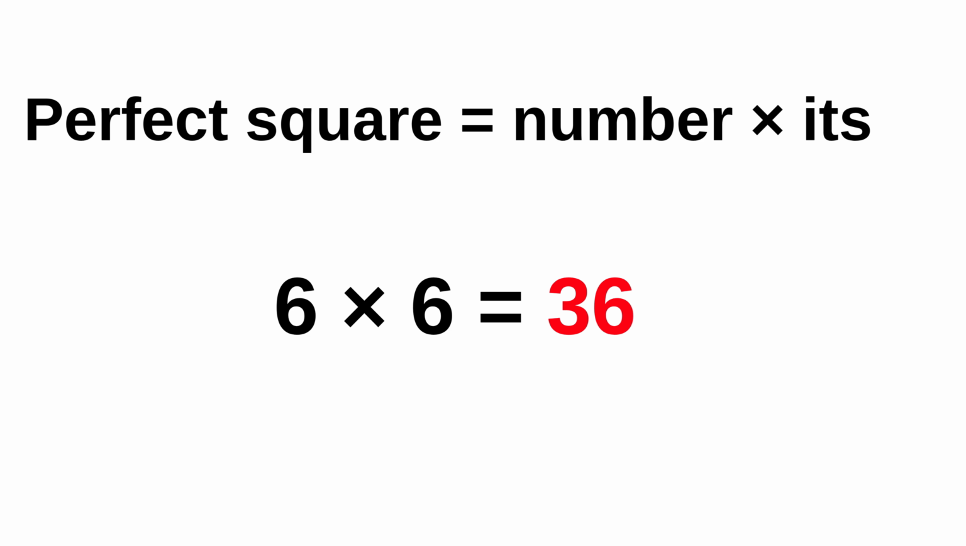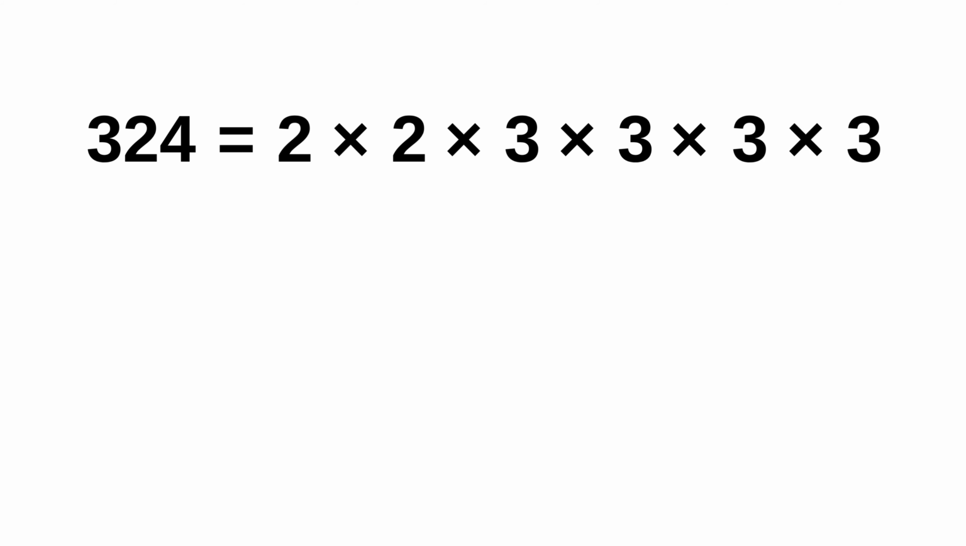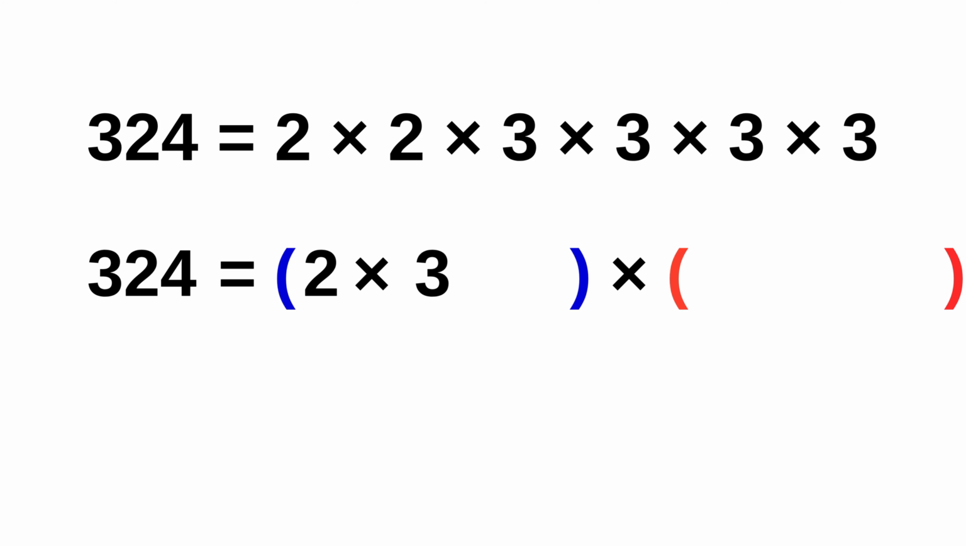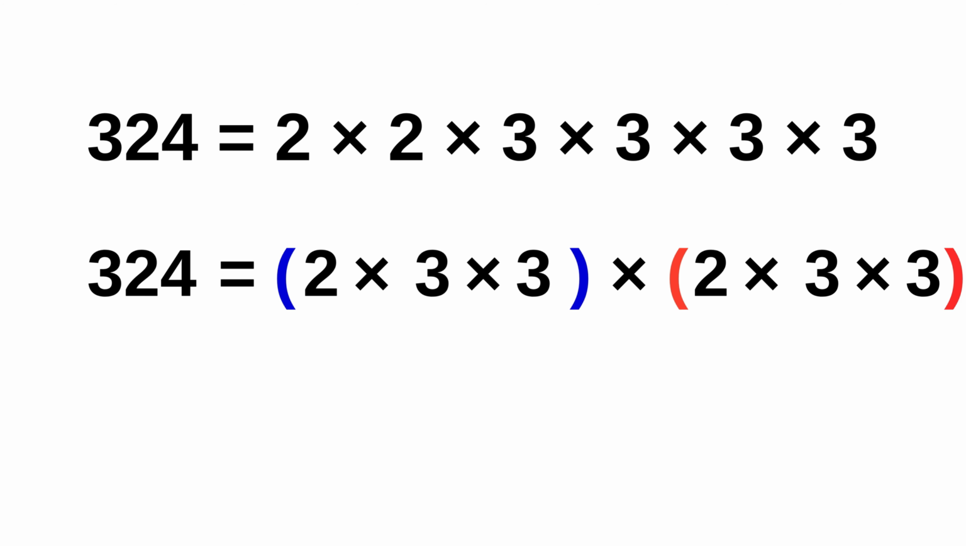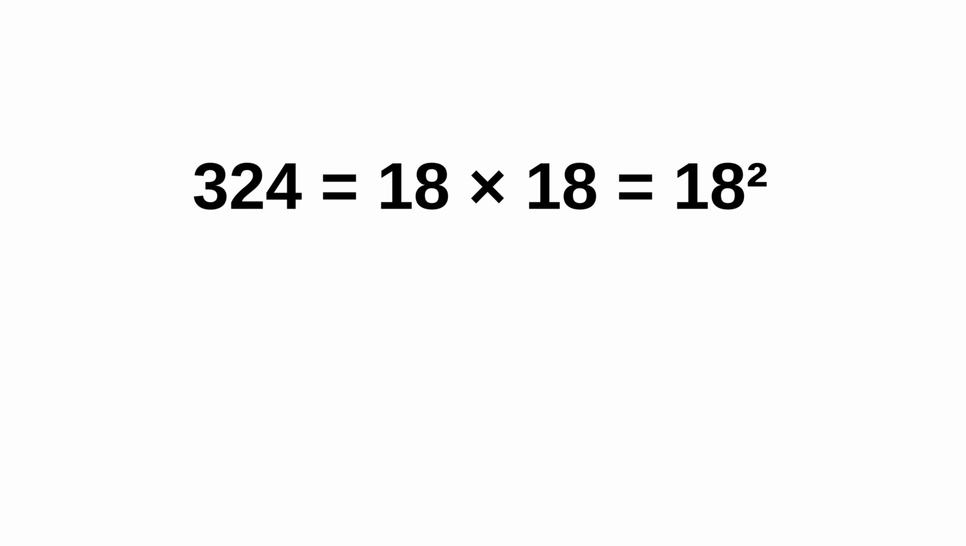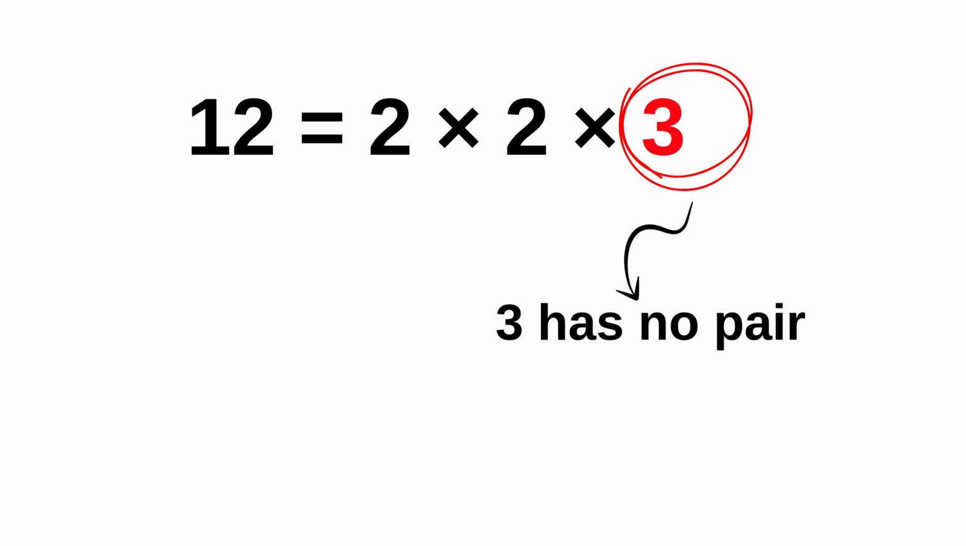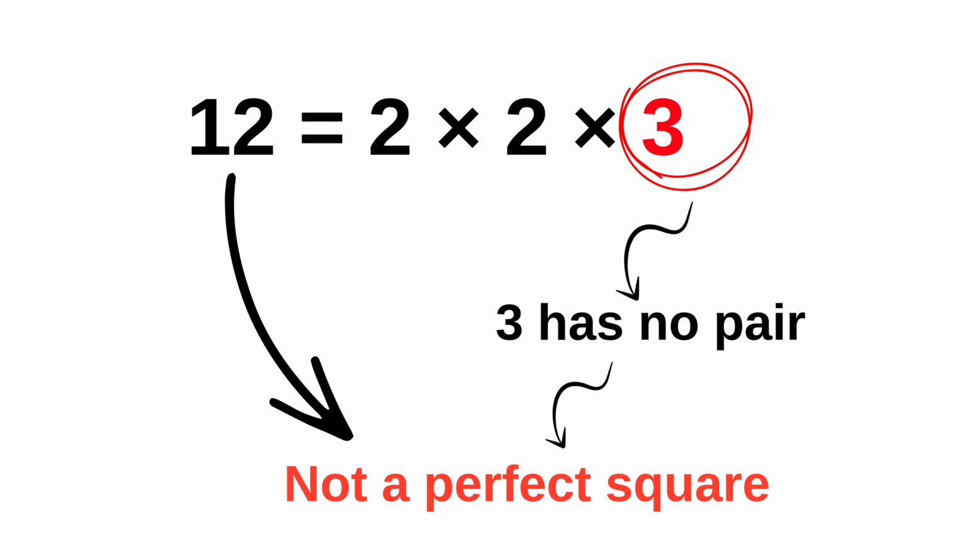A perfect square can be written as a number multiplied by itself. For example, 324 equals 2 into 2 into 3 into 3 into 3 into 3. We can group these factors into pairs: 2 into 3 into 3 into 2 into 3 into 3. That means 324 equals 18 squared. So the square root of 324 is 18. But if the factors cannot be paired, the number is not a perfect square.